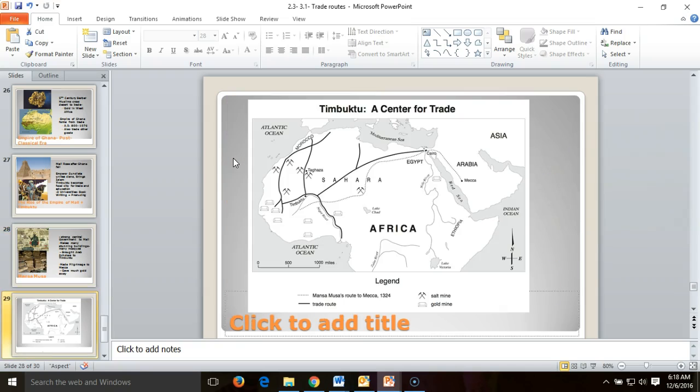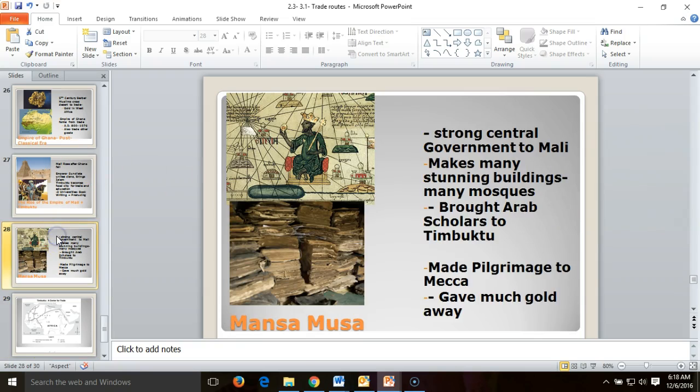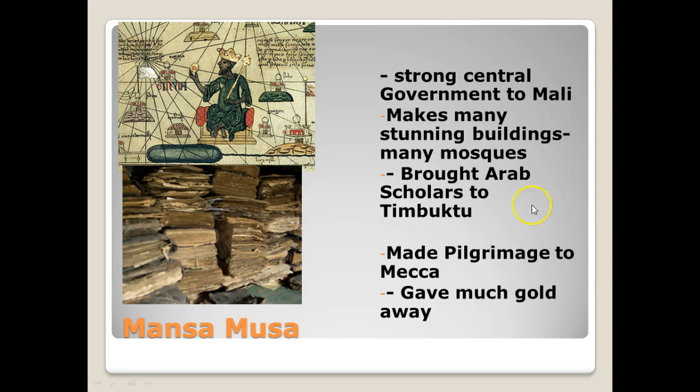So this is a show in the post-classical era of how strong Mali was and how the Trans-Saharan Trade Network was part of a larger Afro-Eurasian trade network, including the Silk Road and the Indian Ocean trade routes.